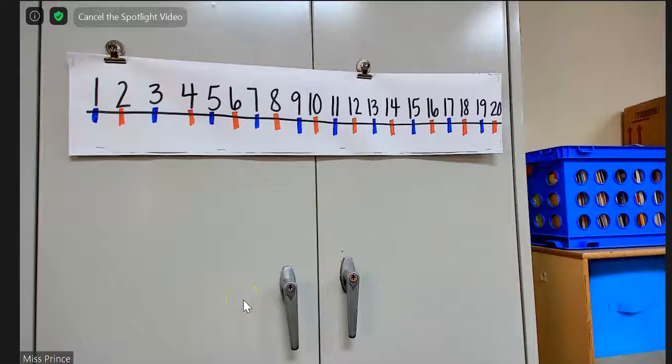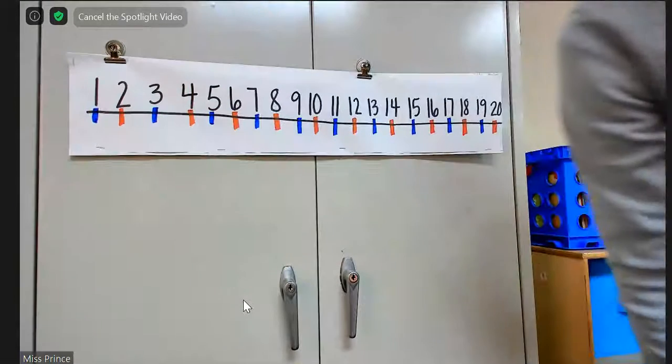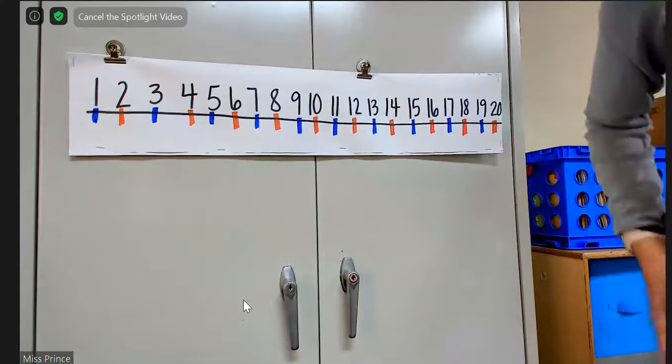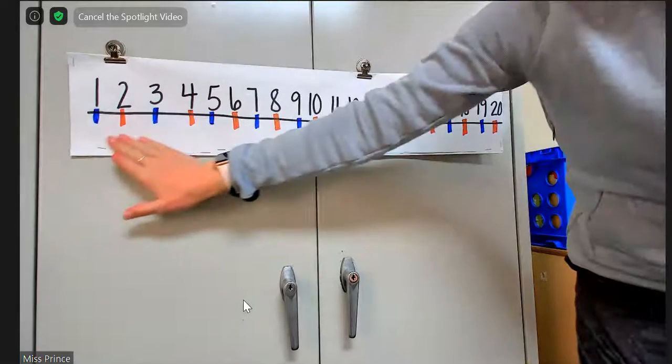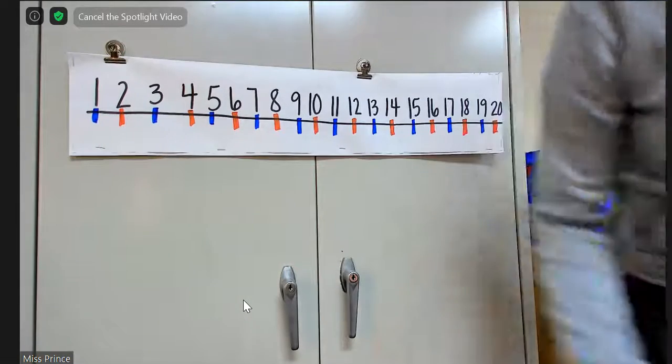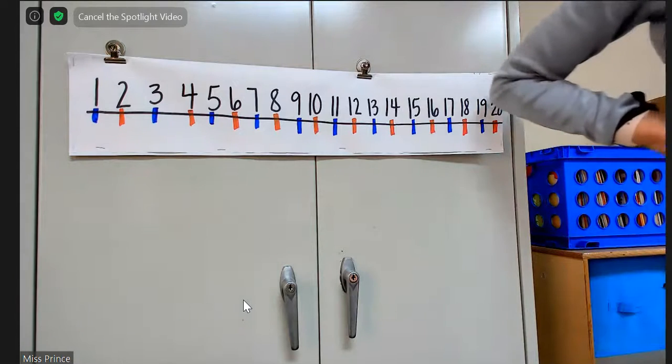Take a look at my number line that I have up here on the wall. What I want you to do is make sure that you have your number line out in front of you, the one that we worked on Monday. And as I point to each of these numbers, I want you to point to your numbers on your number line. So I'm going to give you about 30 seconds to make sure you have it out in front of you.